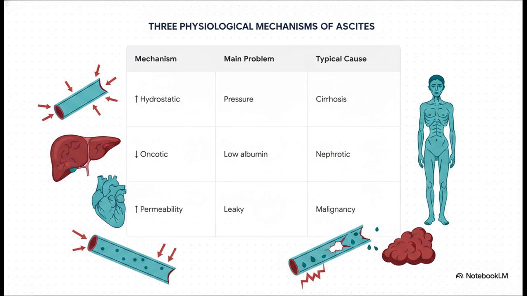Number one, increased hydrostatic pressure. The pressure inside the vessel gets way too high, literally forcing the water out. We see this in conditions like cirrhosis or heart failure. Number two, decreased oncotic pressure. This means you just don't have enough albumin in your blood to pull and hold on to that water, so it leaks out, which happens in things like severe malnutrition. And then number three, increased capillary permeability. This is where inflammation or malignancy causes those capillary walls to get all damaged and leaky, letting both water and proteins just spill right out. It's pretty amazing, but nearly every single cause of ascites fits neatly into one of these three boxes.